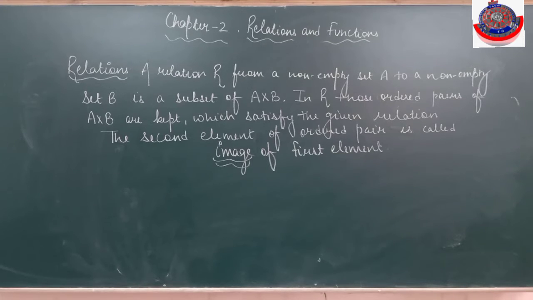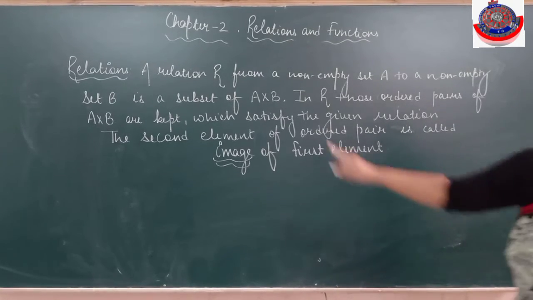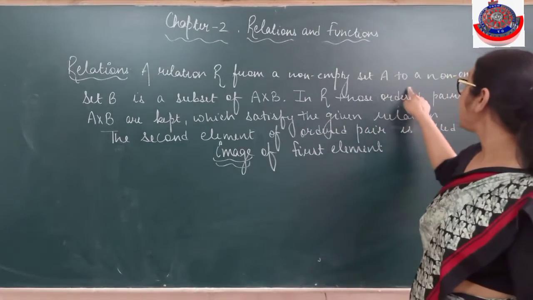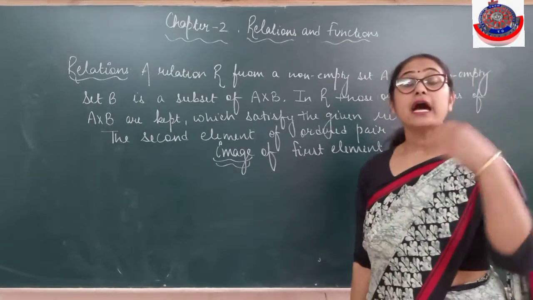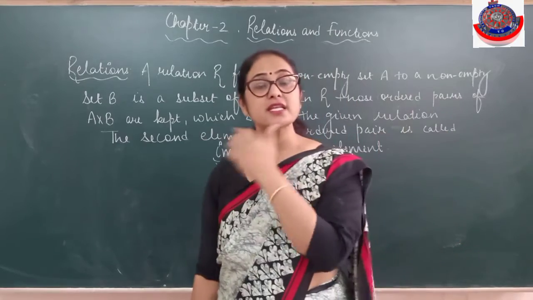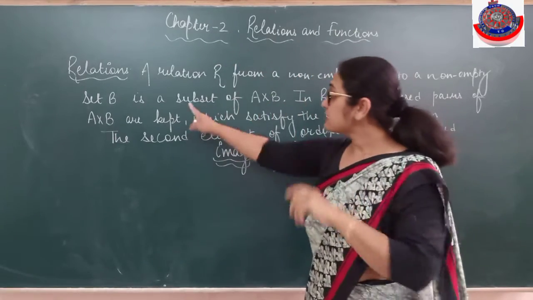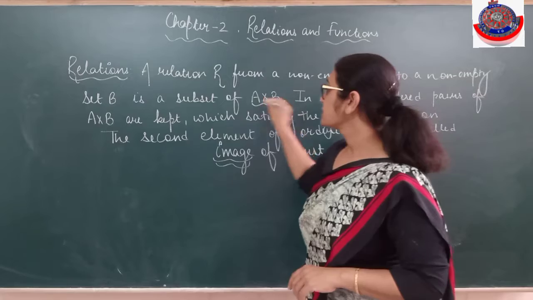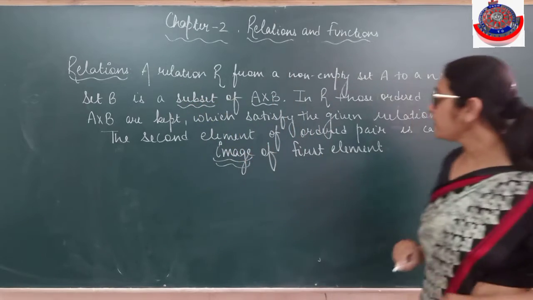Now look at the definition. It's the same as the example we took. What is a relation? A relation R from a non-empty set A to a non-empty set B. I told you for a relation we need two objects, two sets. From one set to the other set, the relation satisfies, is a subset of A cross B.